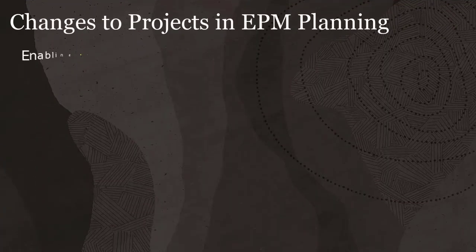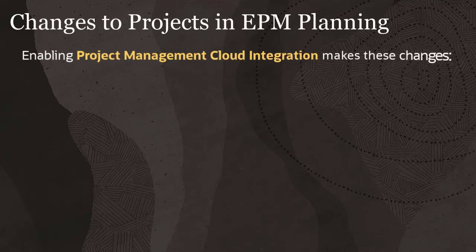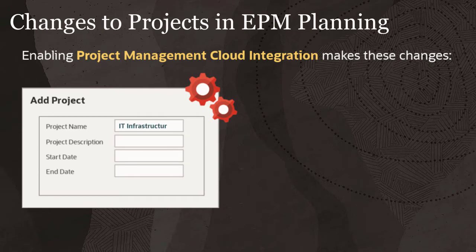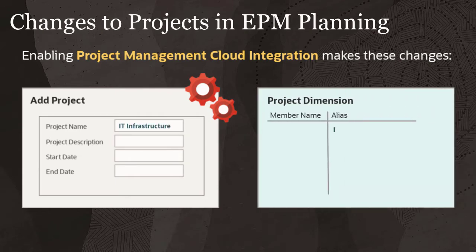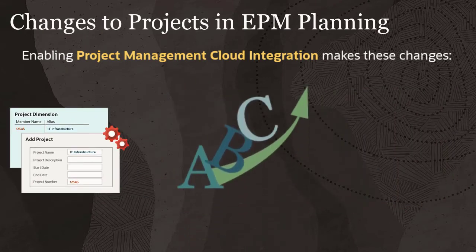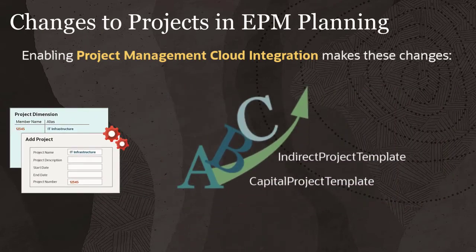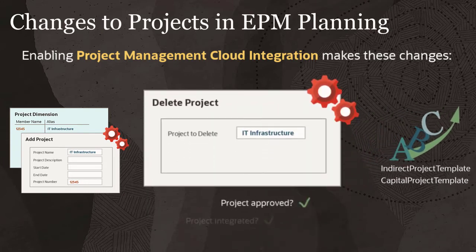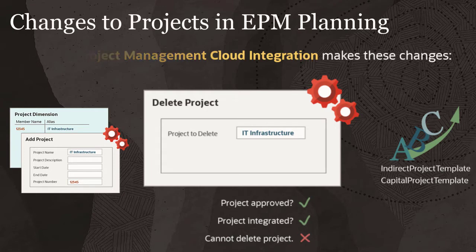Enabling Project Management Cloud integration makes these changes to projects in EPM Planning. The project name field in the Add Project rule is mapped to the alias in the project dimension. A new project number field is added to the Add Project rule and is mapped to the member name in the project dimension. New smart lists are created to store the names of project management project templates. The Delete Project rule is modified to prevent deletion of projects that are approved and already integrated with project management.